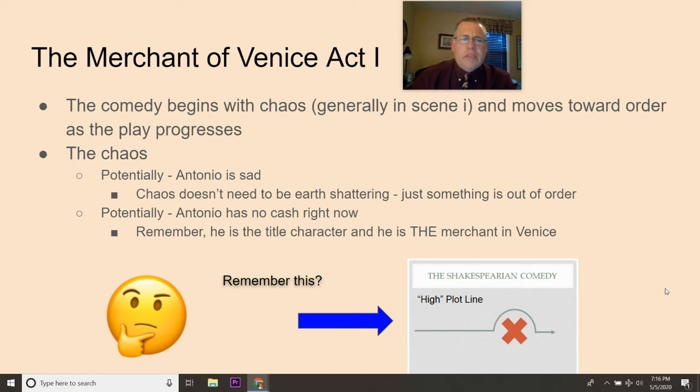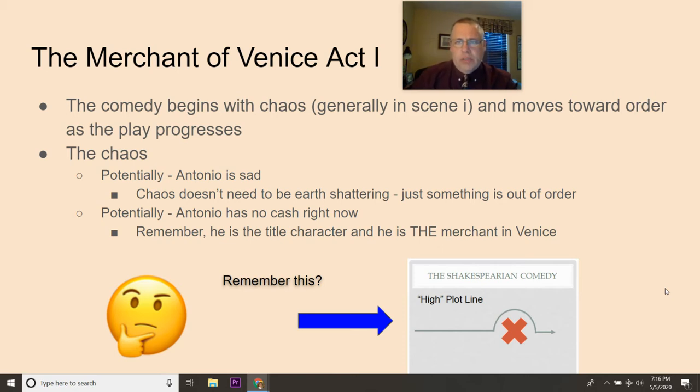Where I want to start with this is a reminder about how Elizabethan comedy, and certainly comedies in general, tend to work, whether you're talking about the ancient Greeks or the modern sitcom. The general plot pattern that exists with the comedy is this. It begins with chaos. Generally in scene one, chaos. Things are out of order as a comedy begins. So when we see this word chaos, we have to consider that things are out of order.